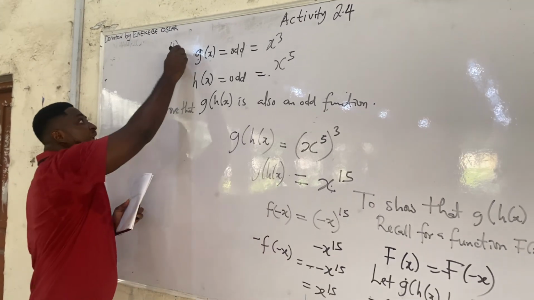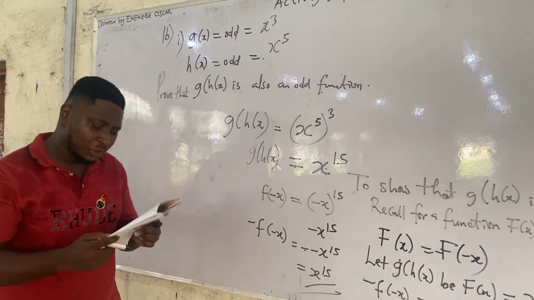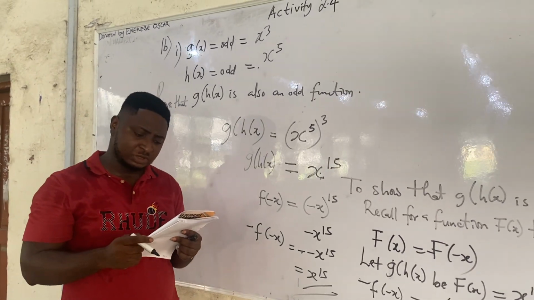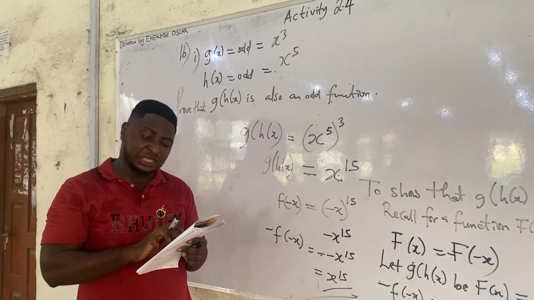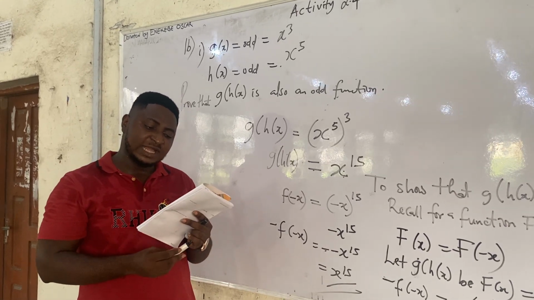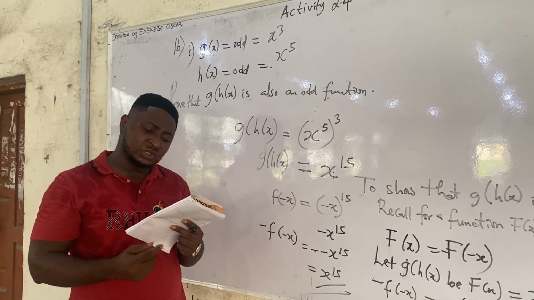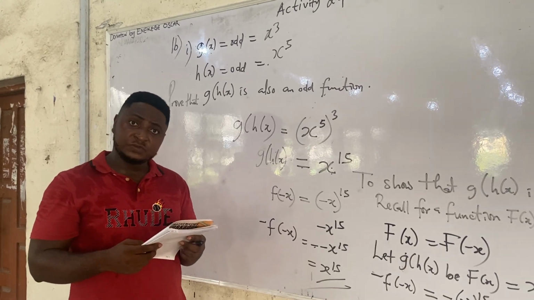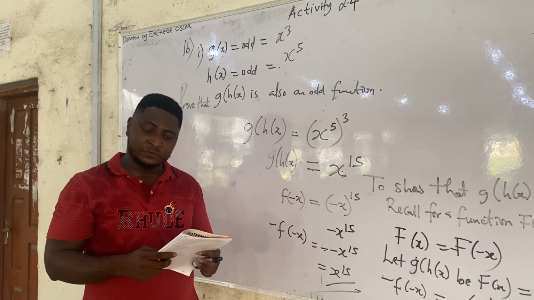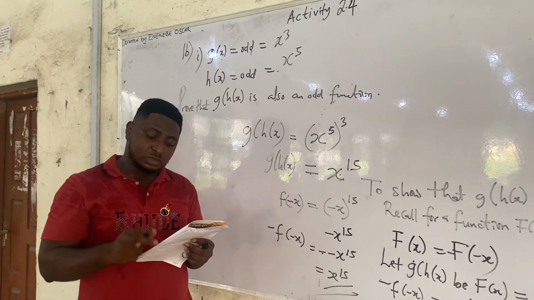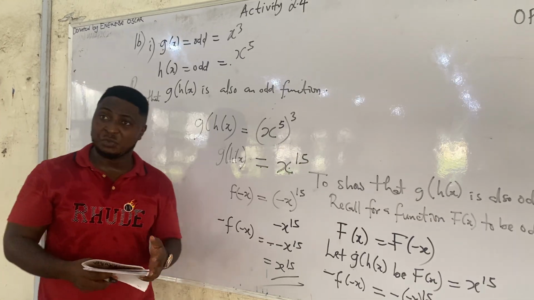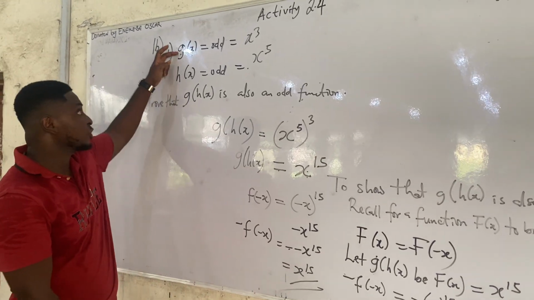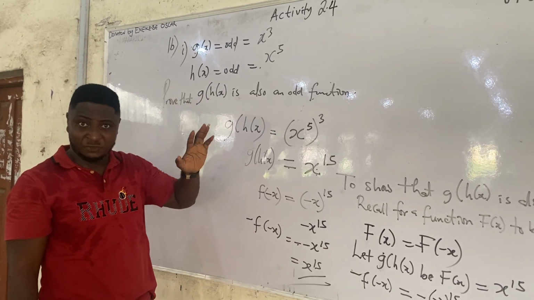So 1b(i). We are asked to prove that for g and h being odd functions, g of h of x is also an odd function. What that means is that we will need g and h to be odd functions. So we need two examples of odd functions.